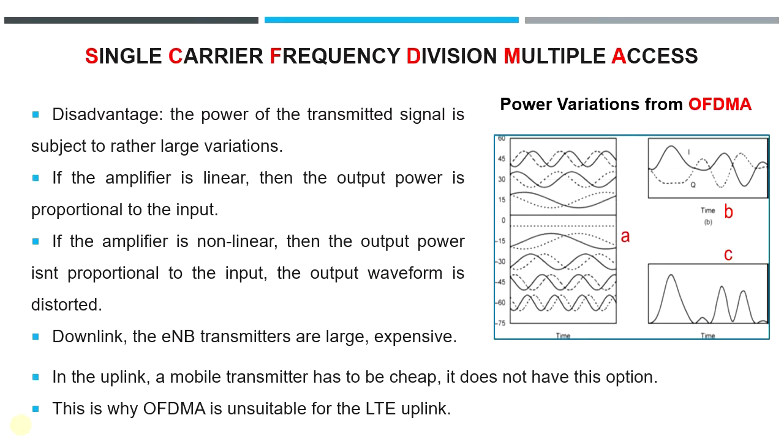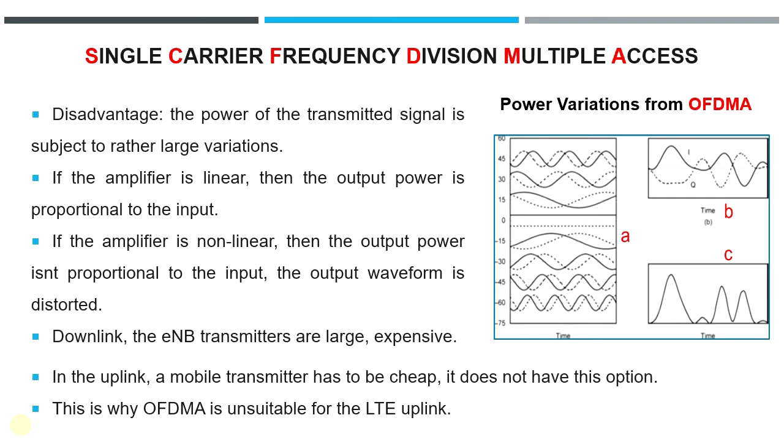Single carrier frequency division multiple access. Power variations from OFDMA. OFDMA works well on the LTE downlink. However, it has one disadvantage. The power of the transmitted signal is subject to rather large variations.